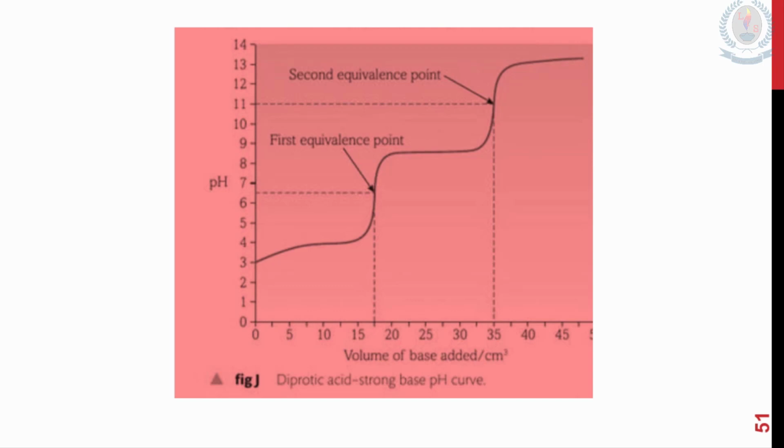And this is the titration curve for a diprotic acid, strong base titration. There are 2 equivalence points, so we have to choose the indicators according to the pH range of the 2 equivalence points.